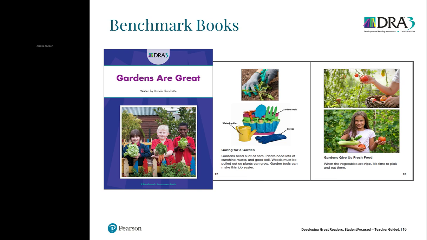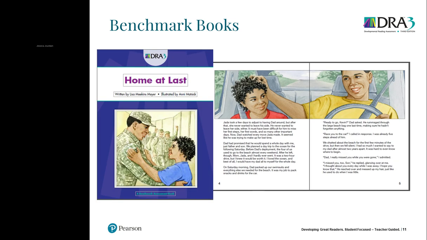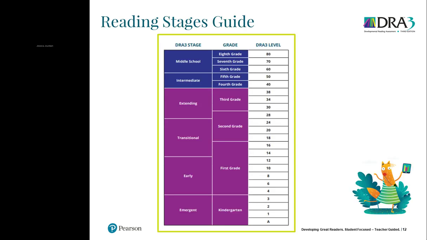Benchmark book here is an example of Gardens Are Great. And you can see how you have the text and you can have the pictures. And here we have Home at Last, and this is another one of our books in the kit. For the reading stages guide, here you can see a breakdown of the different stages where it begins with emergent at the kindergarten level, level A, all the way up through middle school, 8th grade, and it ends at DRA level 80, excuse me.